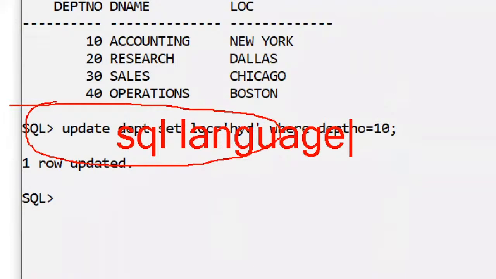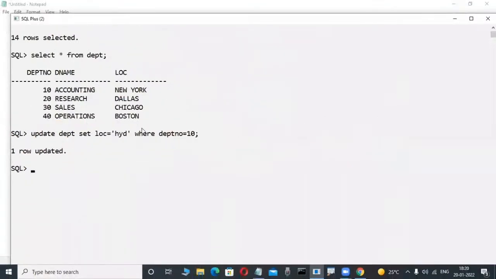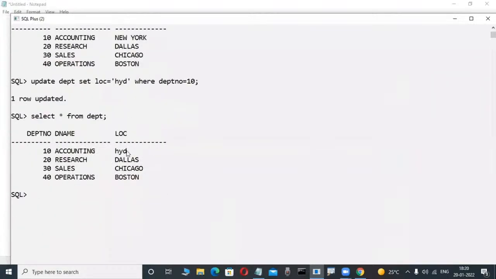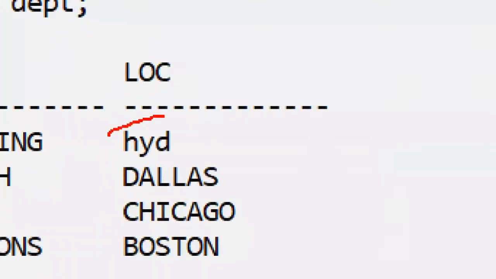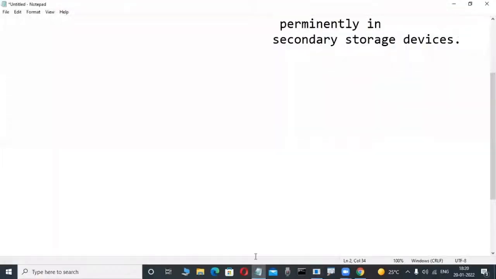Once we write this type of coding, which is called the SQL language, it automatically affects your database. Observe here: in the previous case, New York was the location, but in this case, Hyderabad is the location. That's why always observe it here.